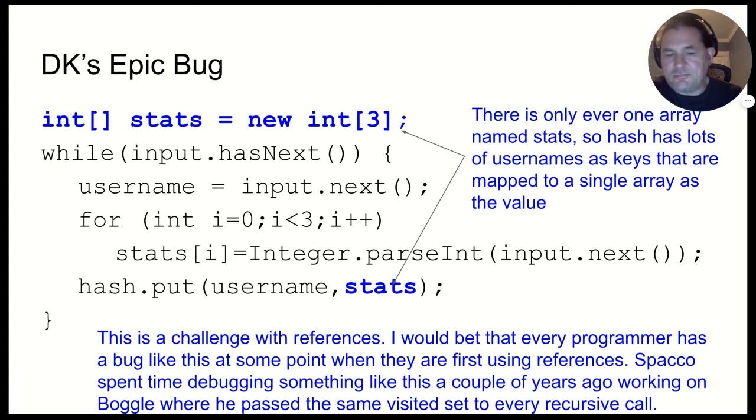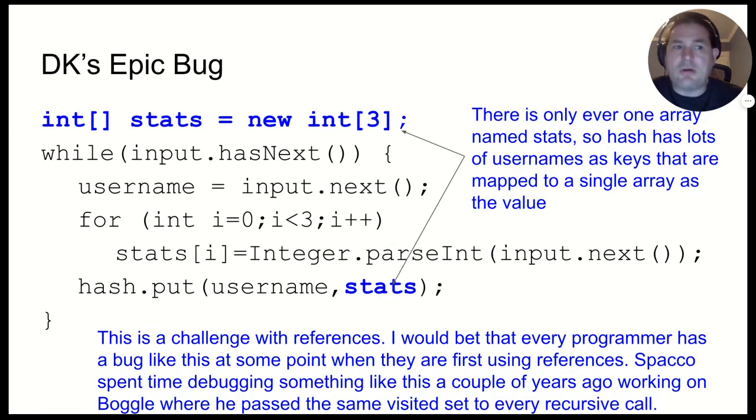Now, this is a challenge you always have with references. You can have aliases, right? We have multiple names for the same thing. I've made this error, I don't even know how many times, and I did it just a couple of years ago when I was messing around with trying to re-implement Boggle. I guess this was probably in Python, not Java, but Python has references, same problem. I passed the same visited set to all the recursive function calls, and I was like, wow, that's really weird, I'm only finding 3 words in this whole Boggle board, there should be more than that.